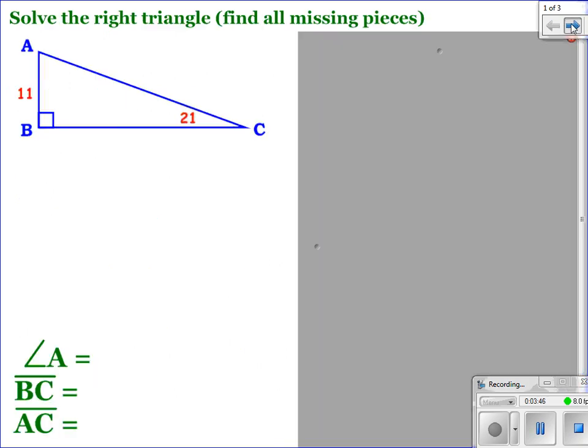So let's try this one. When they ask you to solve a right triangle, what they mean is find everything that's missing. So on this triangle, there's 3 objects missing, and I've listed them at the bottom. Okay? This one is the easiest to find. Tell me why.